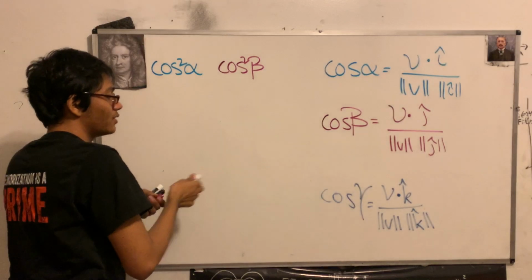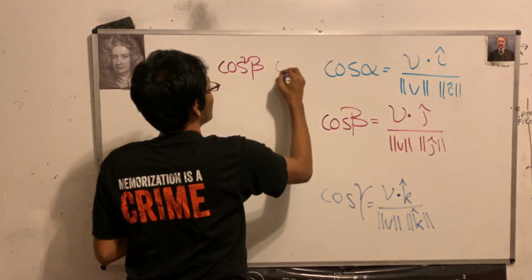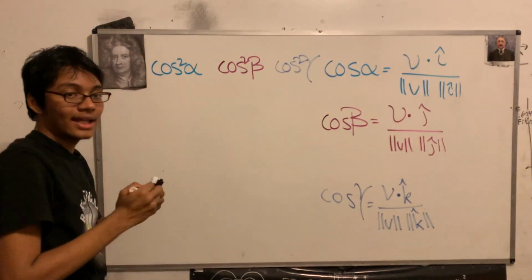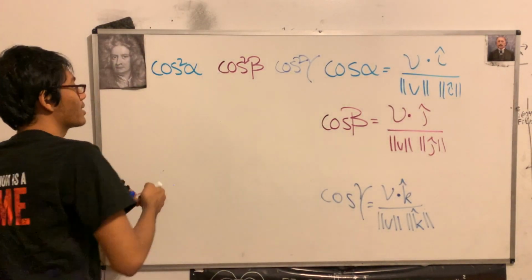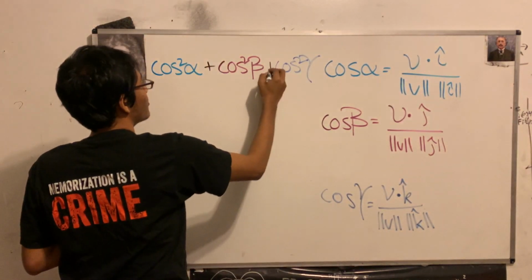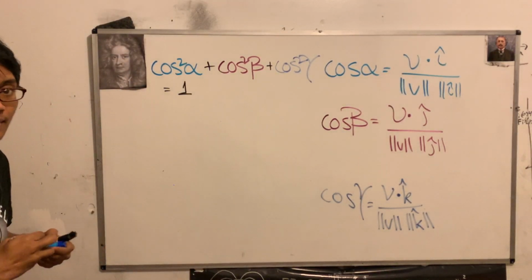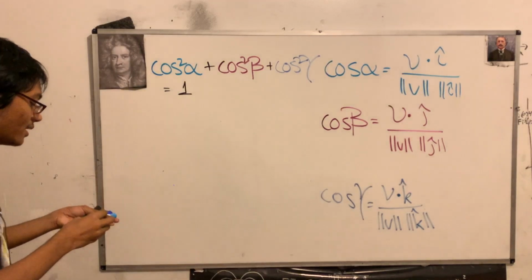And finally, you guessed it, if I take cosine of gamma and square that, and I add these 3 guys up, what I'm going to be left over with is just 1. And how do we prove that? Well, let's go ahead and do the math.